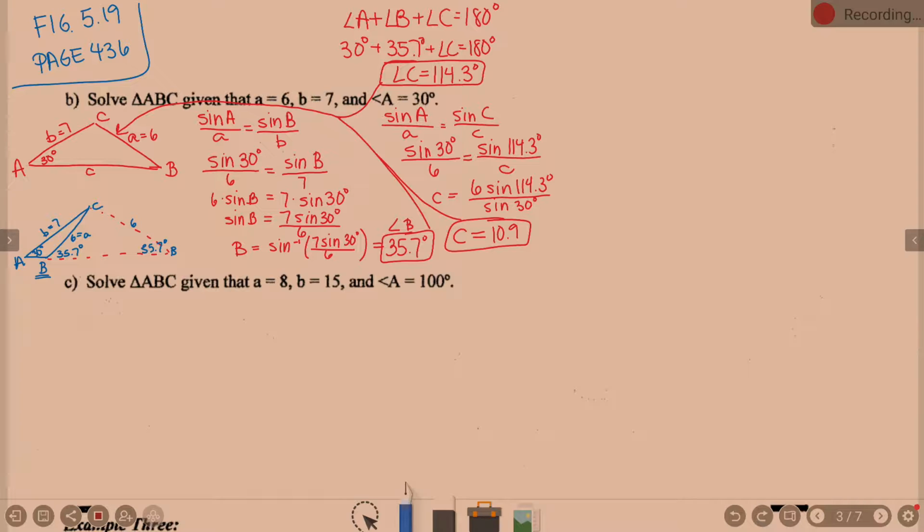If we just talk B, the idea is 35.7 and this angle that I don't know yet lay along a straight line. Two angles that lay along a straight line, the vocabulary word is supplementary, add up to be 180, right? So two angles that lay along a straight line add up to be 180.